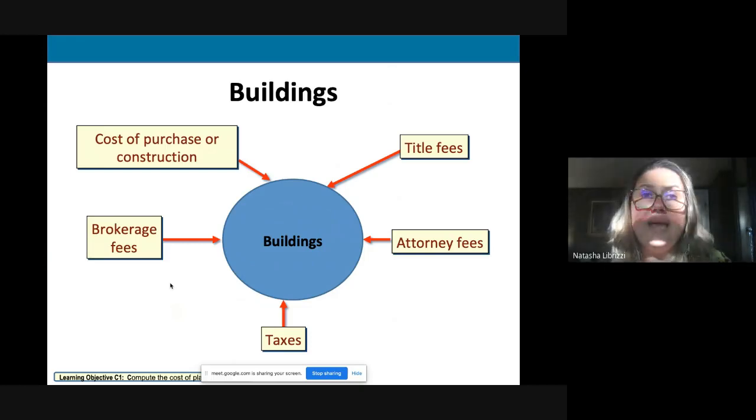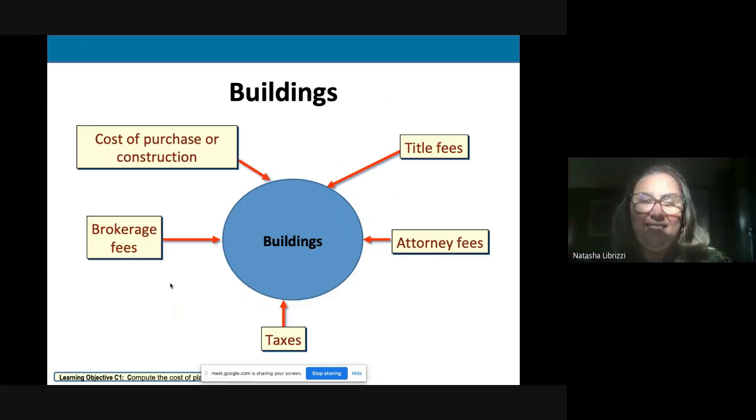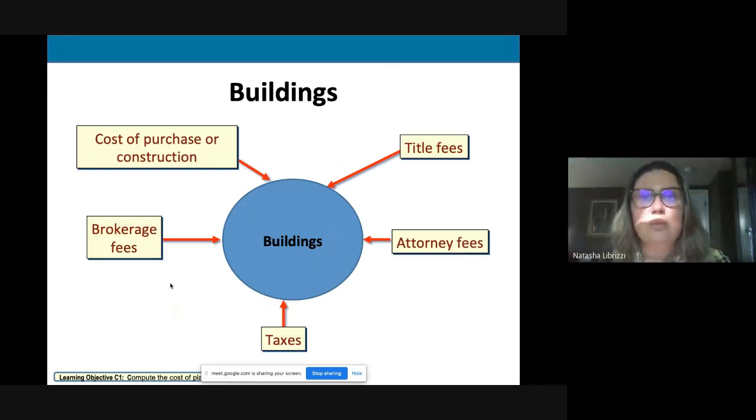If you buy a building with the purpose of tearing it down and using it as land, that building is a cost of the land, really. Because you're actually buying it for the purpose of building a new building. So all of those things would be a part of allocation, and we'll talk more about that.